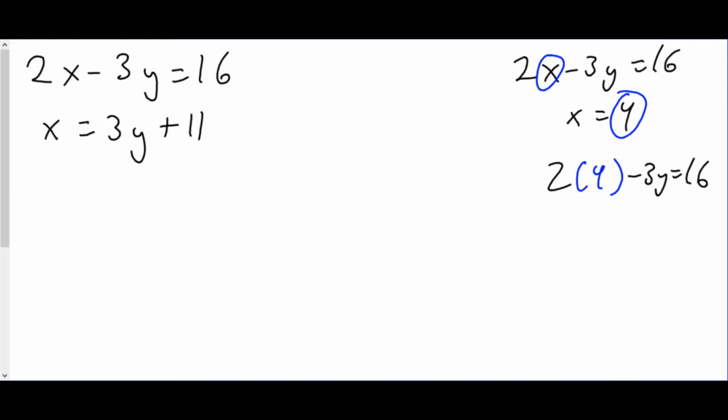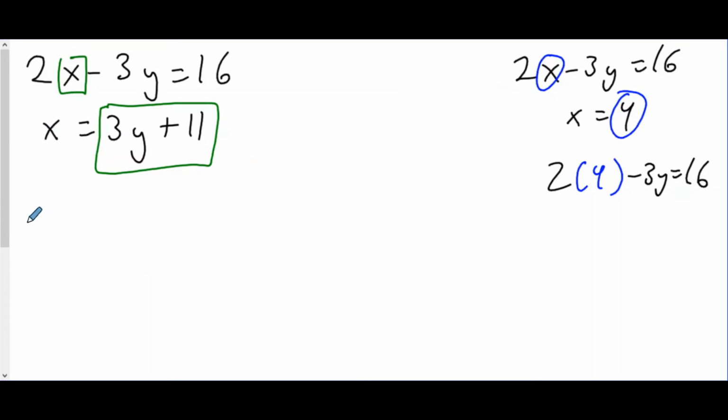It's pretty much the same idea for solving a system. First step is I want to solve one of the equations for one of the variables, but luckily on this one, I already have that. This equation is solved for x. Since it's solved for x, I can take what x equals, 3y plus 11, and substitute that in for the x in the other equation. Just like I did over here, if x is 4, I can replace the x with the 4. If x equals 3y plus 11, I can replace x with 3y plus 11.